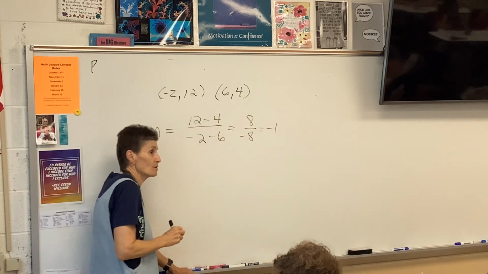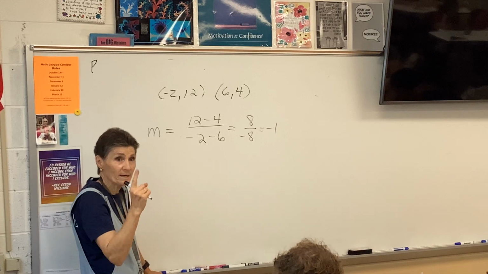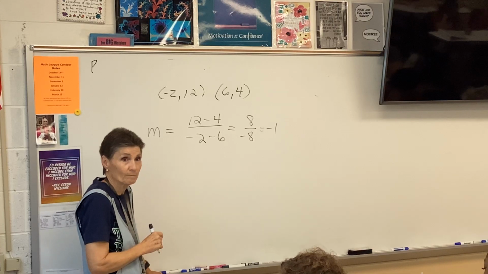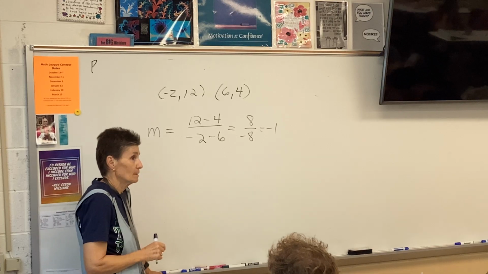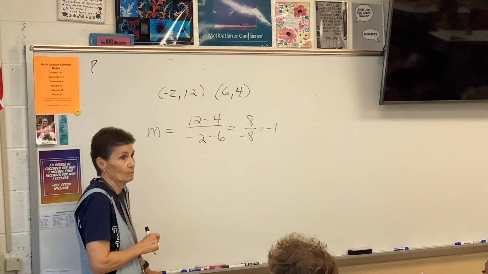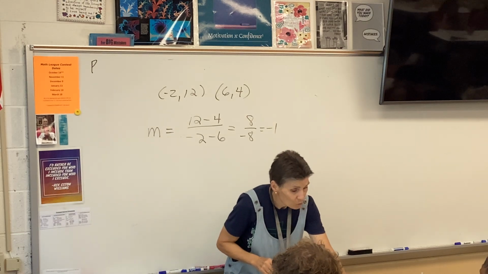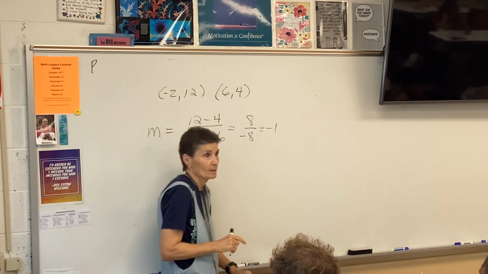Use your calculators if you need to. Negative 1. Step 1 done. Step 1 is find the slope. Okay, always. You gotta write the equation of a line, you gotta find the slope. Okay, what's step 2? Well, you gotta kind of pay attention. It says use point slope.